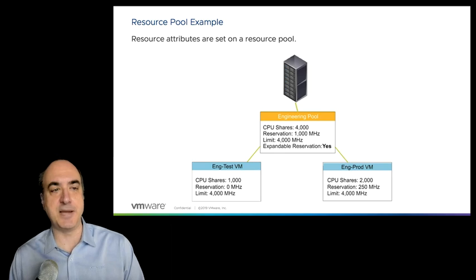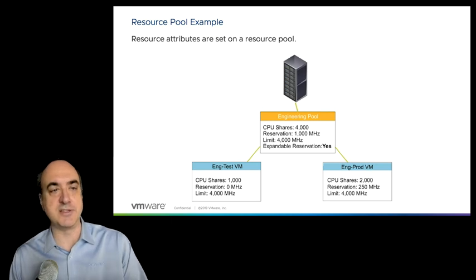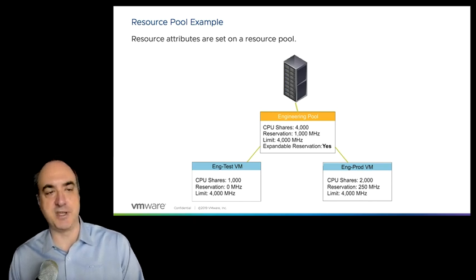So let's look at an example. Here we have a scenario where we have some root pool. Say this is a cluster, doesn't really matter how many resources are in there. We notice that there's a pool called engineering that has been set with 4,000 shares, which is its default. It has a reservation of 1,000 megahertz and a limit of 4,000 megahertz.